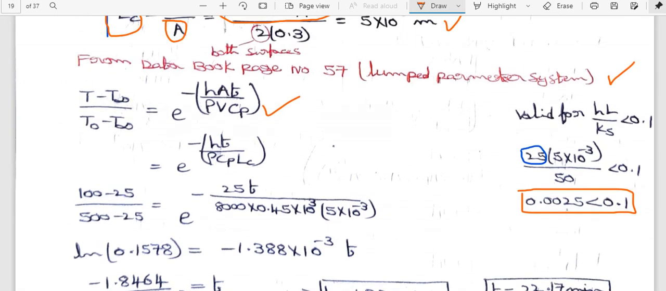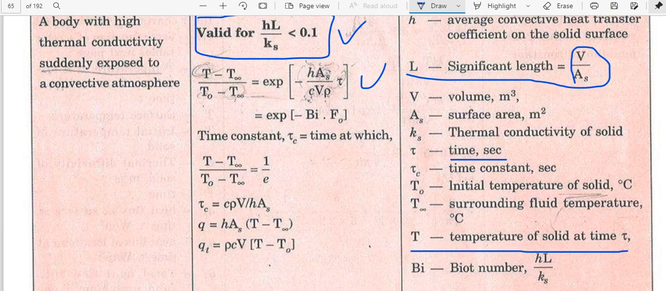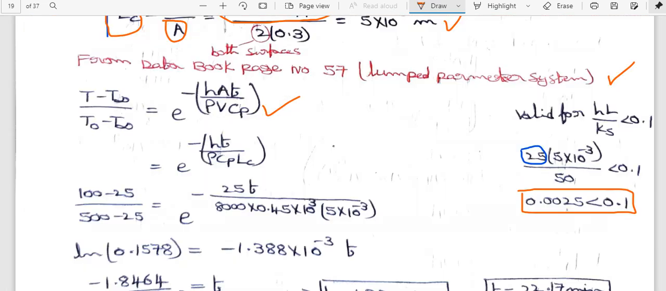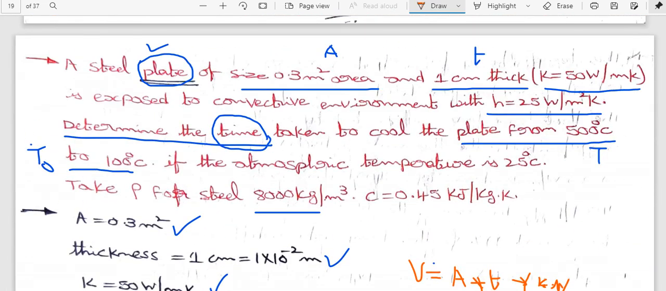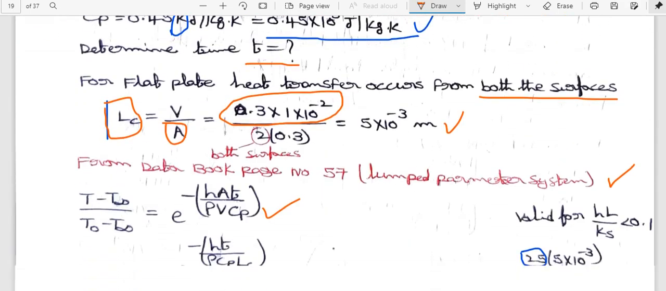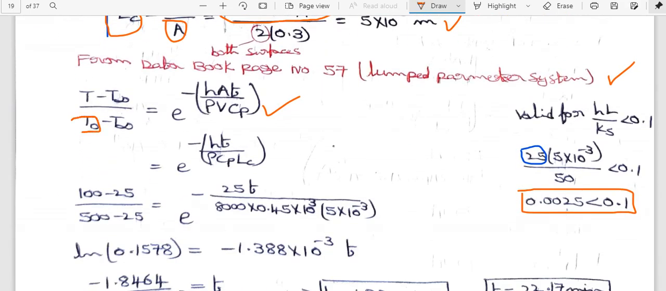So here what is T? From data book, T is equal to temperature of a solid. Taken to cool the plate from 500 degrees to 100 degrees. So here this is the T naught value. So now we can substitute T naught value as 500 and the T value is 100.